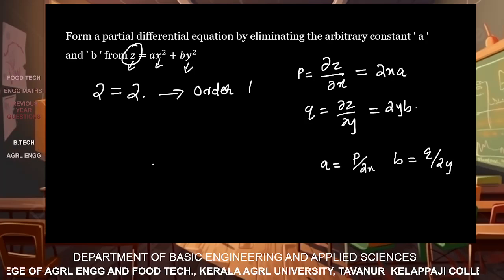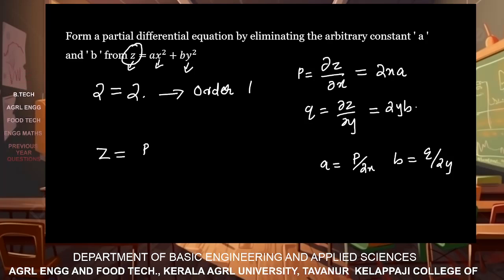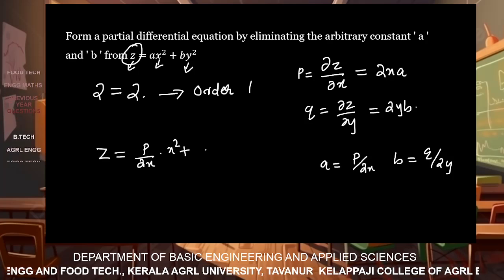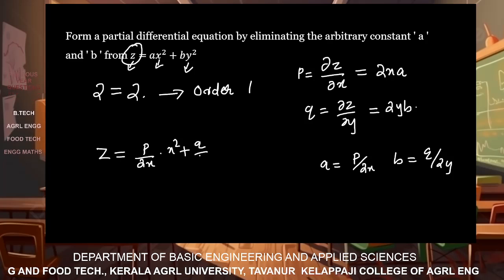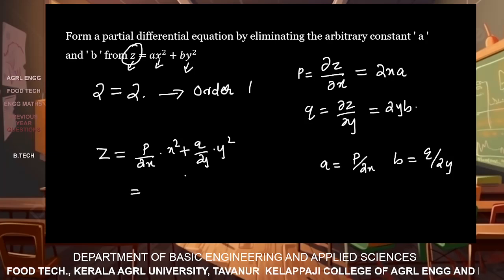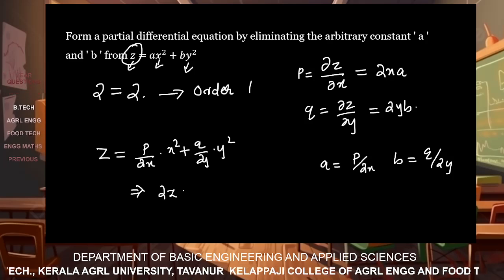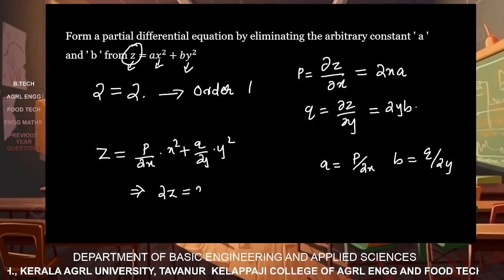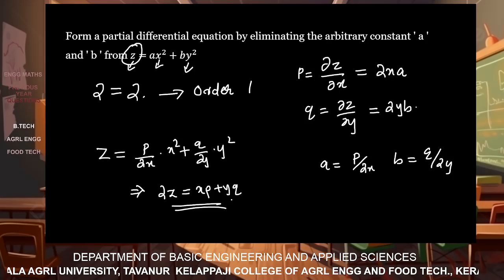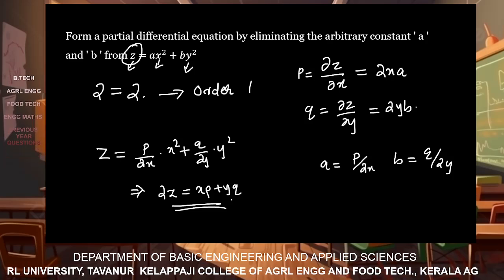So substituting these two values in our equation, what do we obtain? z equals p by 2x into x square plus q by 2y into y square. So we can cancel the terms, and taking this z to the right side, 2z equals xp plus yq. This is actually the required partial differential equation. 2z equals xp plus yq.